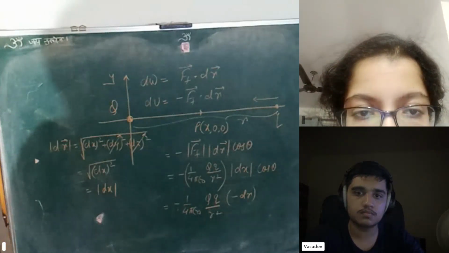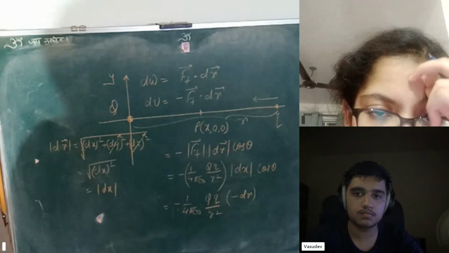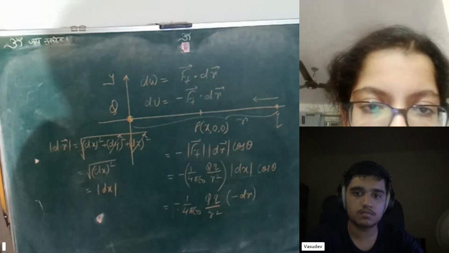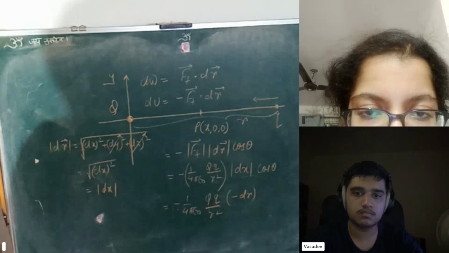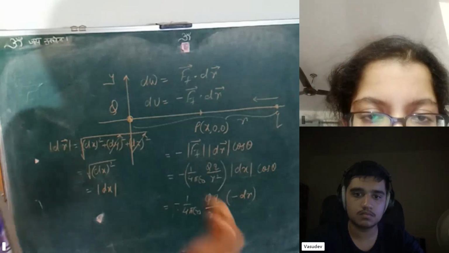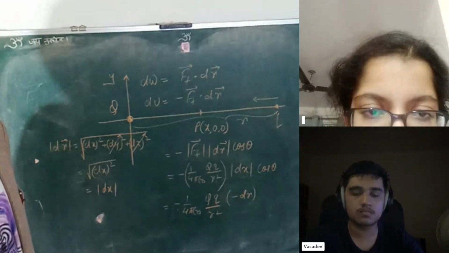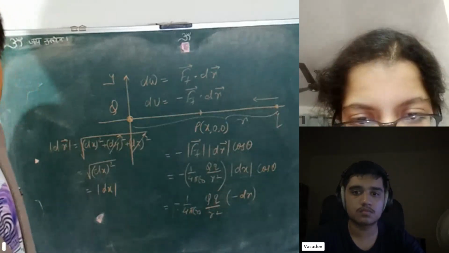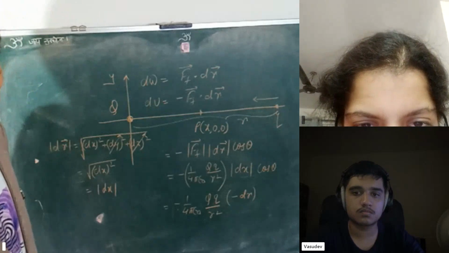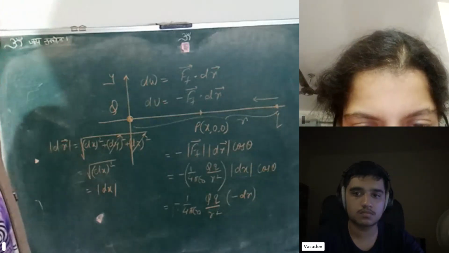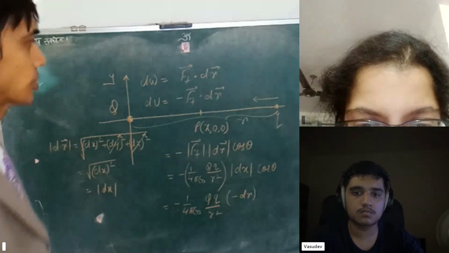How is dr negative? dr means final minus initial. Change means final minus initial. And final r, as you are coming closer, will be lesser than initial r. Correct, dear? Yes, sir, it will decrease. So mod of dr, when you want to remove mod, you will have to introduce a negative sign to make it positive.